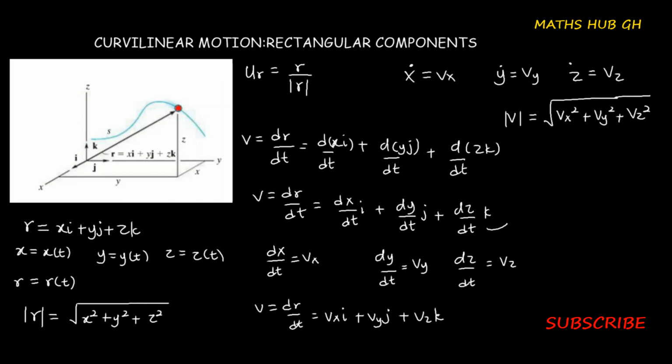So we can specify the direction of the velocity vector with a unit vector uv, which will be equal to the actual velocity vector v divided by its magnitude. Okay, so when you do this, you are going to get the unit vector which will specify the direction of the velocity. Okay, so we are going to do the same thing for the acceleration vector also. So let's look at what will happen.